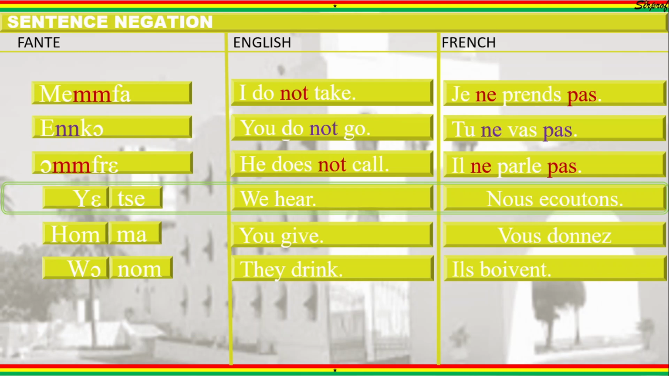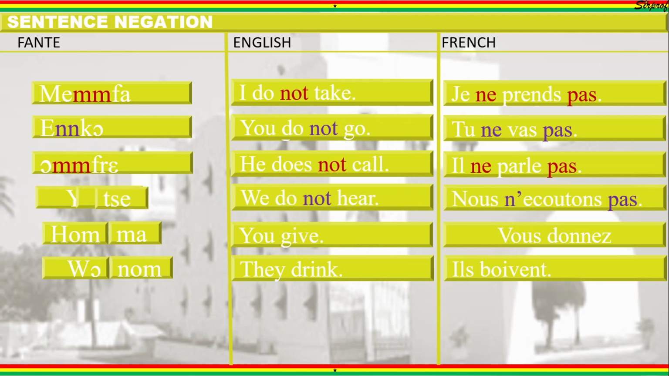Ye and te, pronounced as yete. We hear. Nous écoutons. In this case, we use a double N and pronounce it as yente. We do not hear. Nous n'écoutons pas.